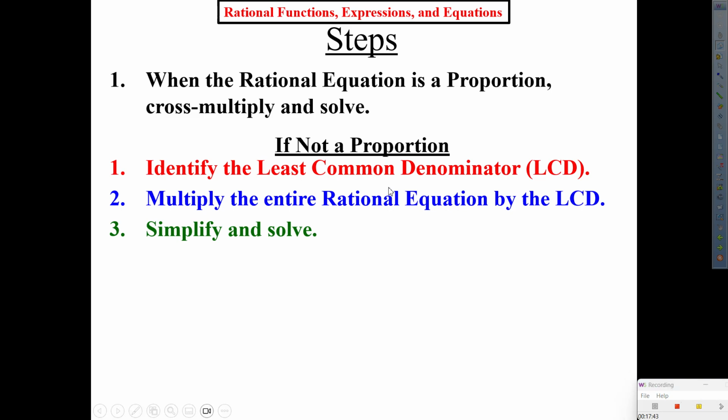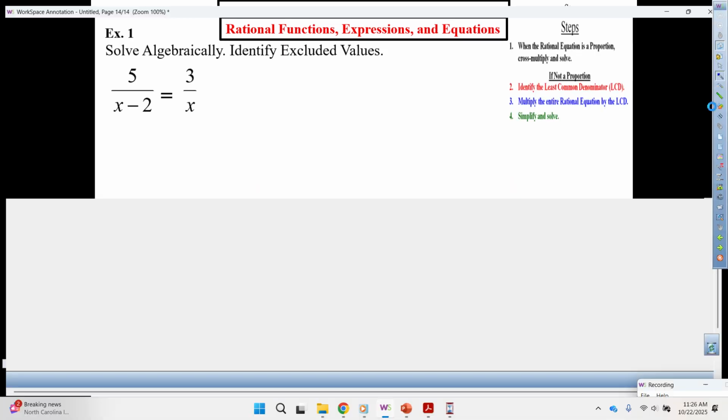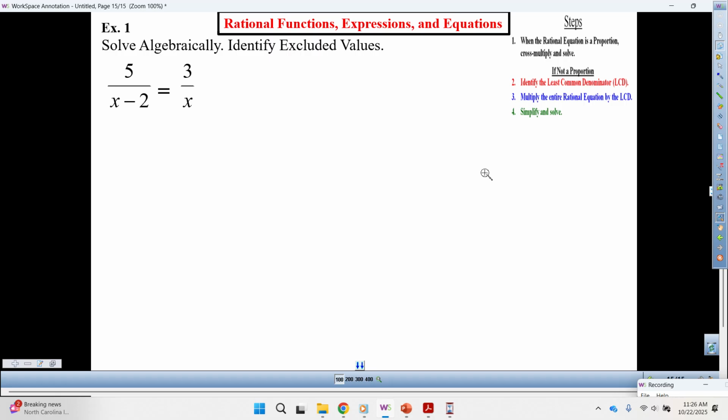Y'all ready? All right, example number 1, write this down. You might have to turn your page over and start in the back. Example 1: solve algebraically and identify excluded values. They give us 5 over x minus 2 equals 3 over x. Write that down, please. Let me zoom in.